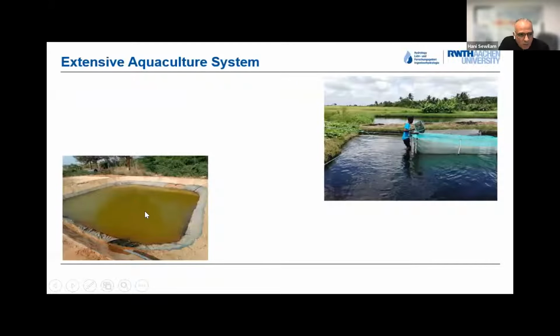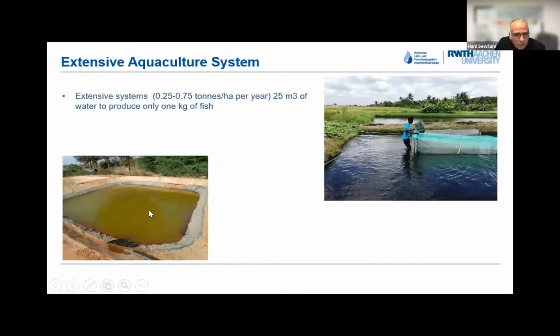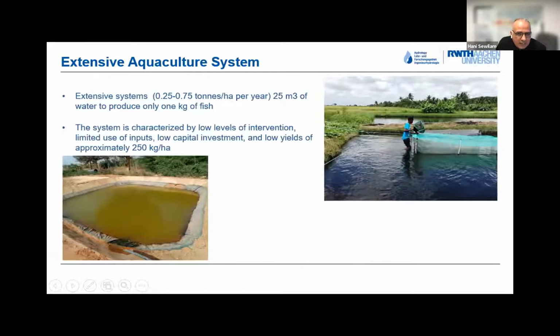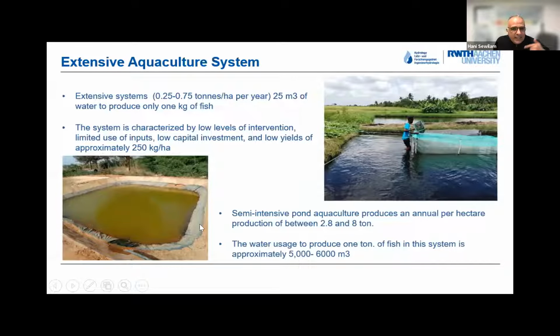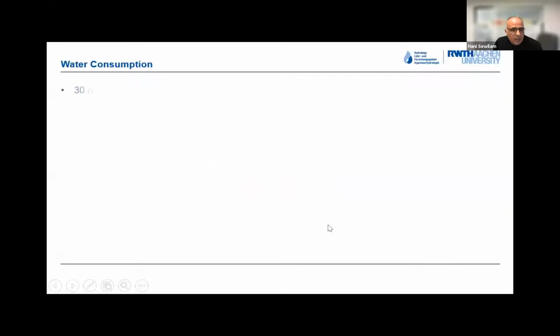In this specific pond, you can also grow fish. If you grow fish here, it's even more efficient than the traditional aquaculture system, because in the traditional aquaculture system, you consume 25 cubic meters of water to produce 1 kilogram of fish. But with such a pond, you can intensify the productivity to consume 5 cubic meters only per kilogram of fish. So you can raise the productivity from 250 kilograms to 2.8 or 8 tons per hectare.